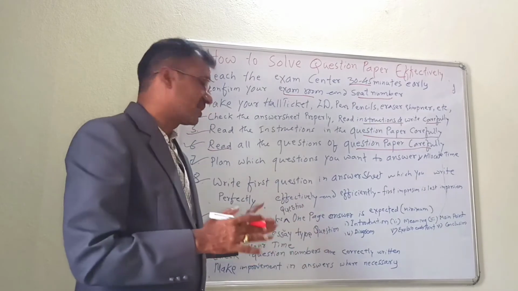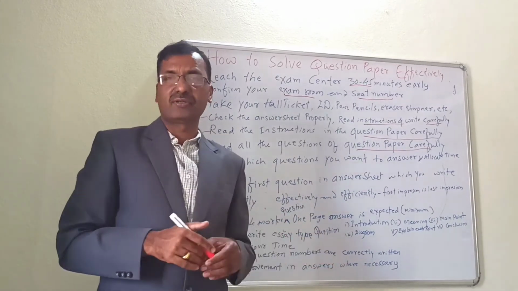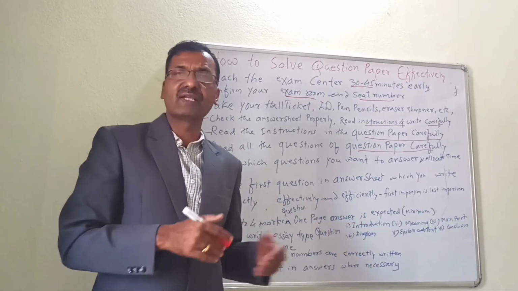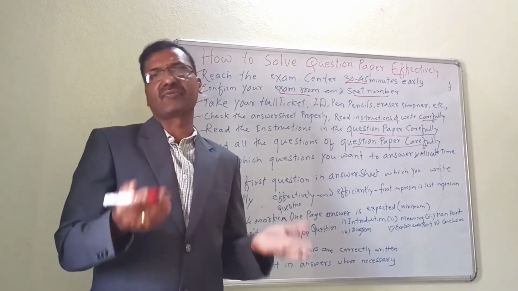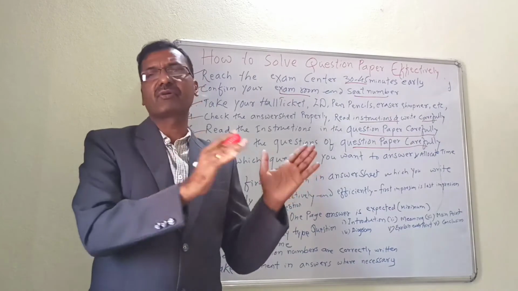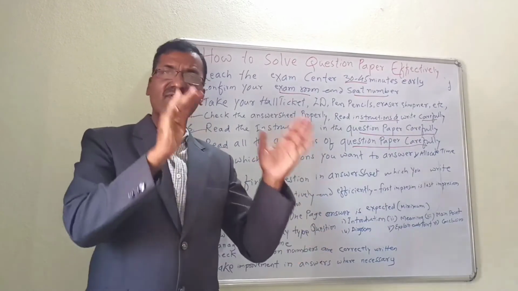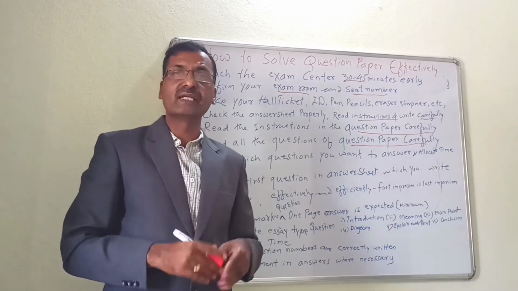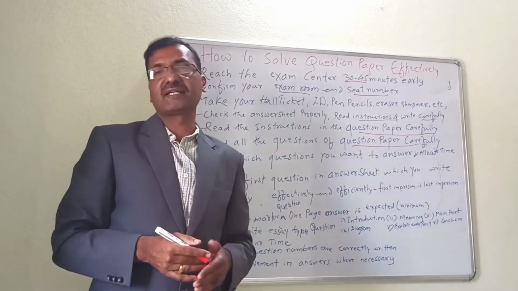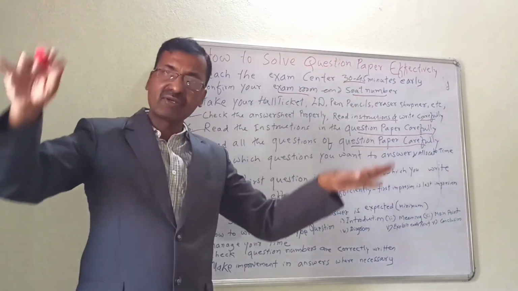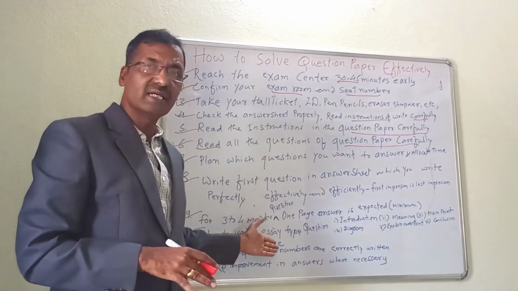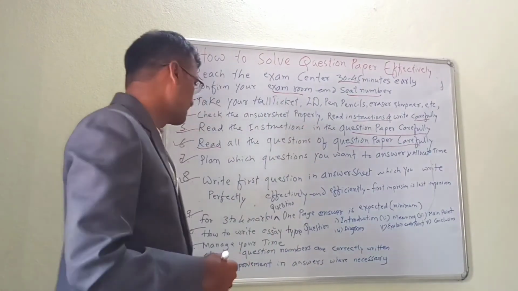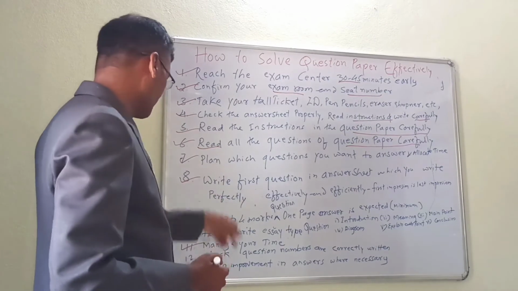Take an example, a question is asked for 20 marks or 15 marks. Maximum time you have to allocate is 30 minutes or 35 minutes. Within that, you have to complete that particular answer. If you are unable to complete, you can go for next question, and after covering all your questions, if time permits, you have to again come here and write the answers. So time management is very important.